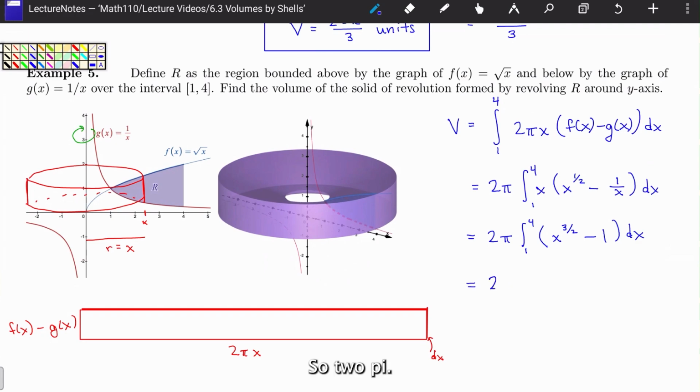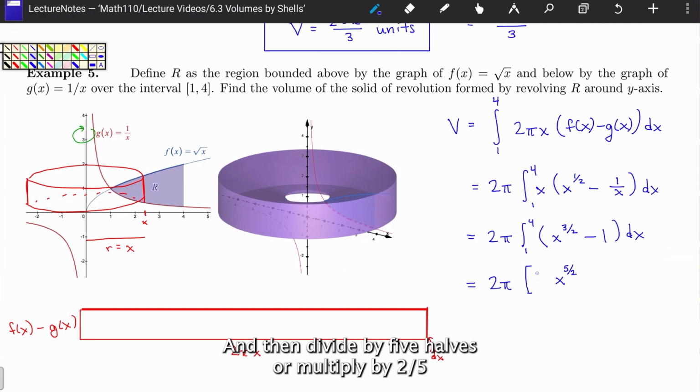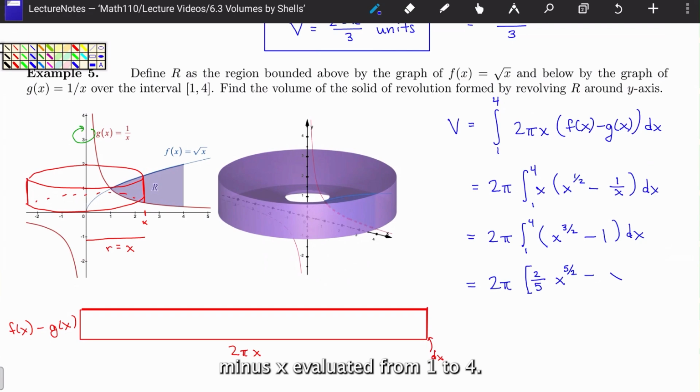So 2 pi times, this will be x to the 5/2 power, and then divide by 5/2 or multiply by 2/5, minus x, evaluated from 1 to 4.